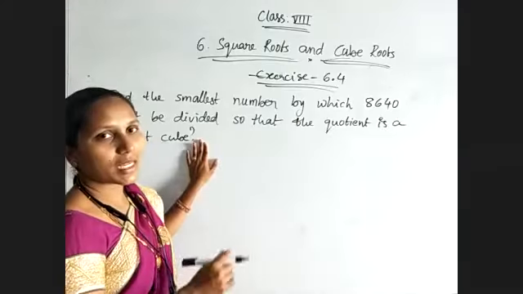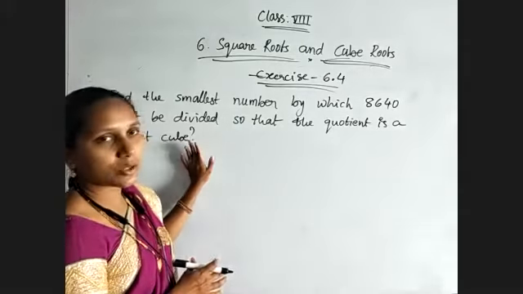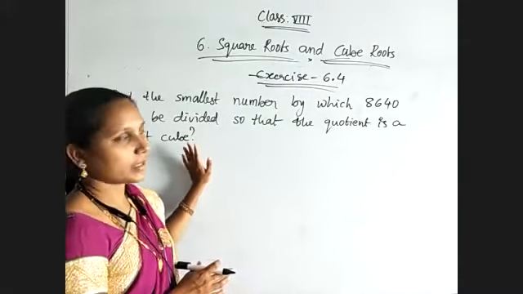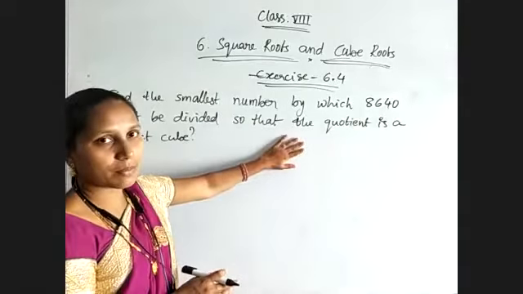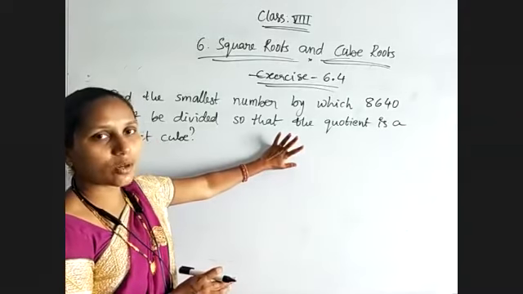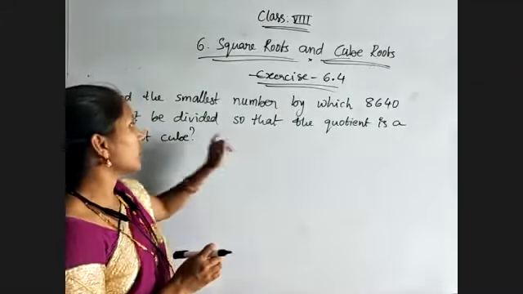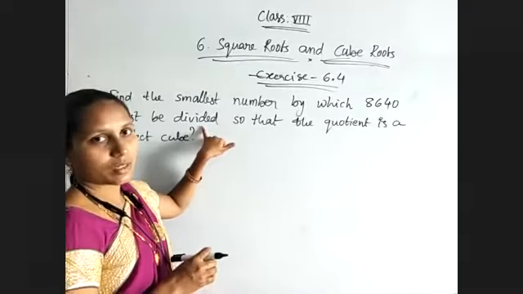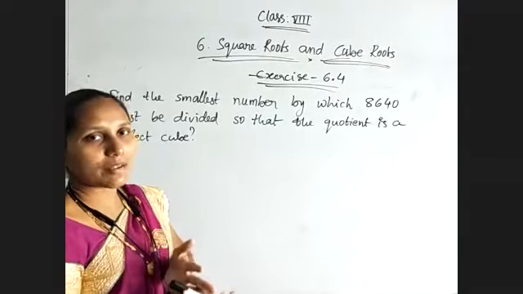A cube is nothing but a number represented as a power of 3, then that is said to be a perfect cube or cubic number. Now here 8640 is not a perfect cube. So first find out its prime factorization. After getting that, by dividing means we need to remove. So for multiplication and division, we are going through with the prime factorization.